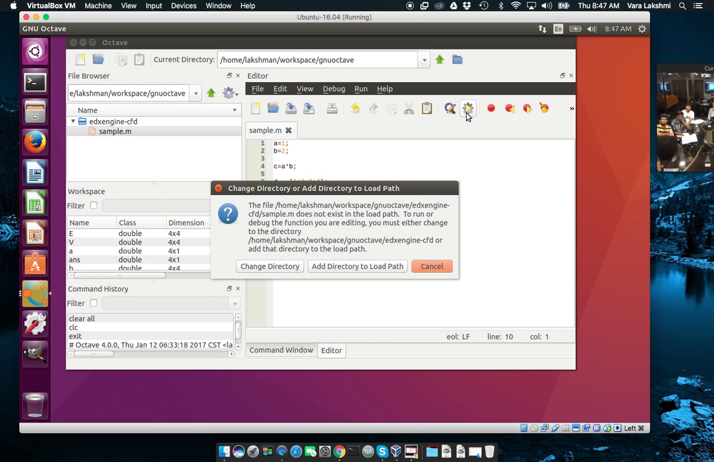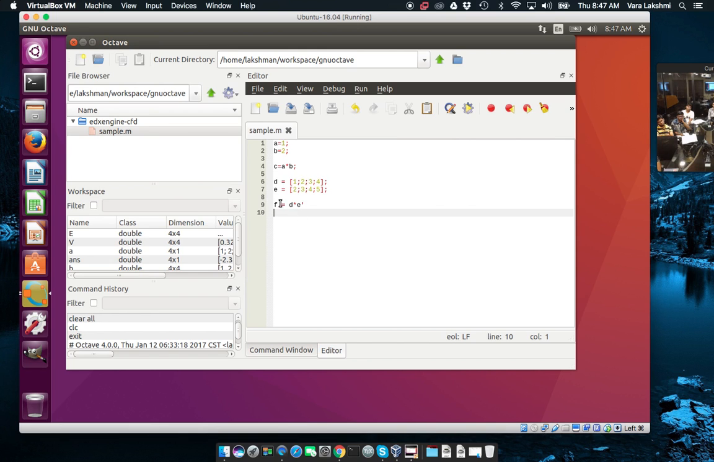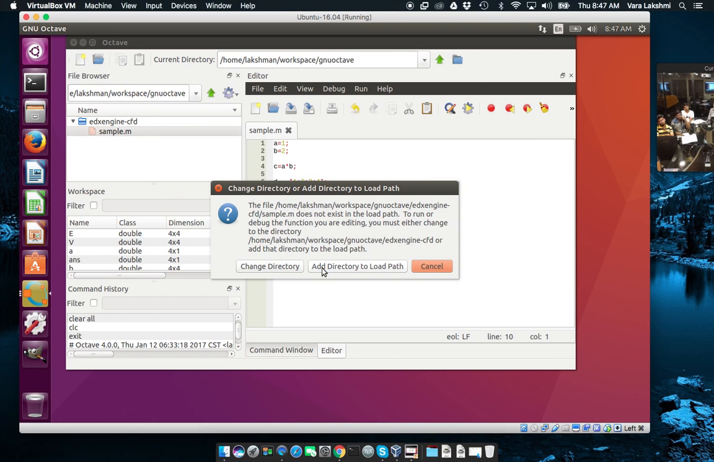When you click this one, you will see a warning here: change directory, add directory to path. So let's cancel this. What that means is, you are in the GNU Octave directory, and it has a folder called edx engine CFD. Inside that there is sample.m. So the compiler for Octave could not find sample.m. It has to load this particular file. That's why it gave an option, add directory to load path.